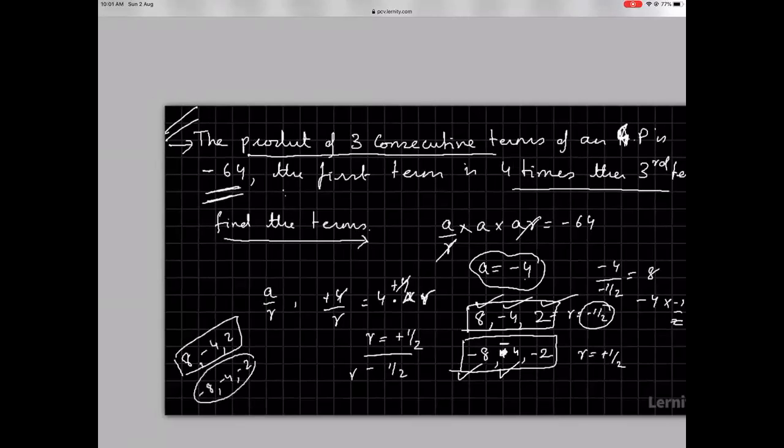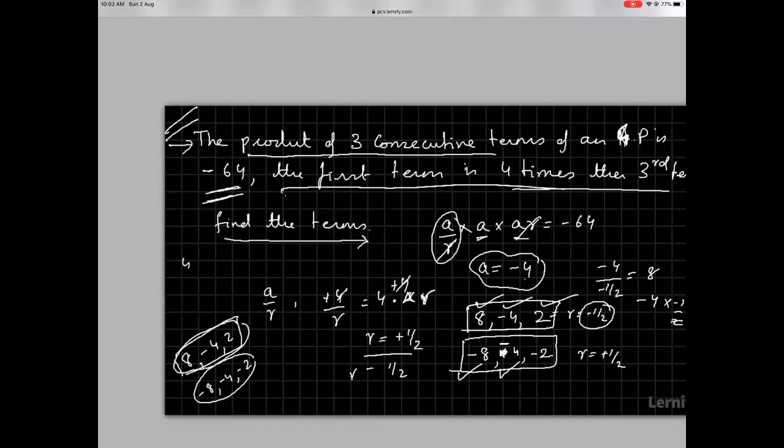So I hope you are able to understand. I took the numbers as A by R, A, AR. Then solved for A. Immediately I got the value for A. Then from the other part, the fact that the first term is 4 times the third. I took it otherwise. Anyway, but the same numbers you will get. Don't worry.